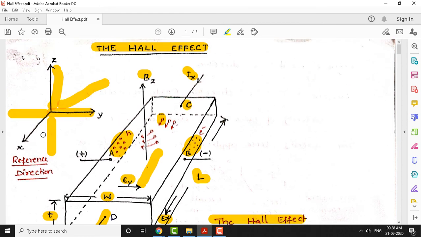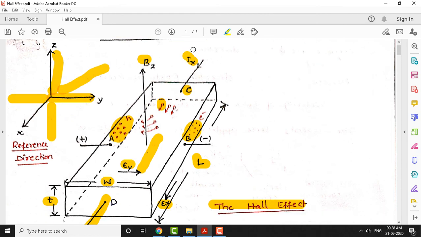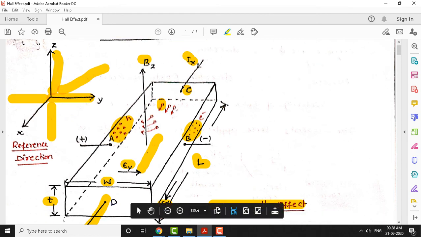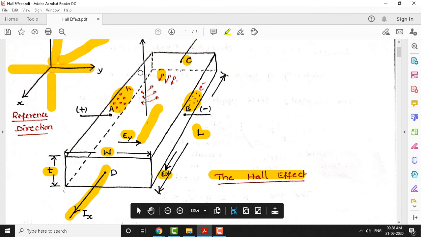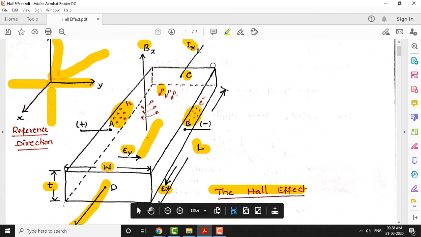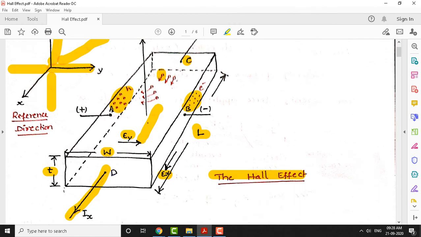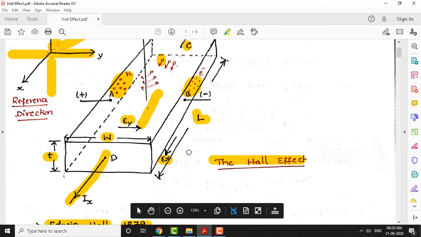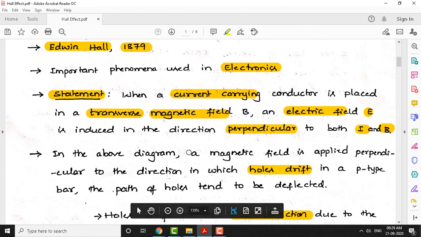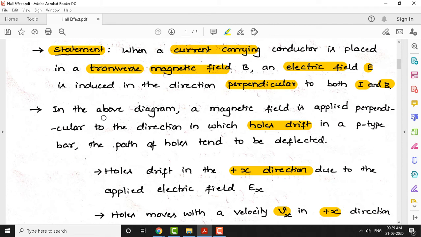I hope in this material what you understood is that there is a reference direction which illustrates the directions of the current, magnetic field and electric field, and we explained the Hall effect phenomenon, what happens when we place a current carrying conductor under the magnetic field, the induction of the Hall voltage, and the electric fields responsible for that. Okay, now let us go to the mathematical aspects of this Hall effect phenomenon. In the above diagram, a magnetic field is applied perpendicular to the direction in which holes drift. We have seen the holes drifting along the length of the bar. We have considered a p-type bar.